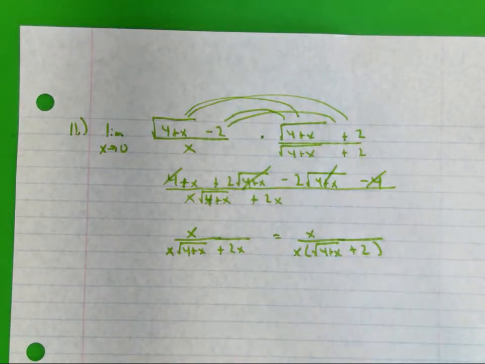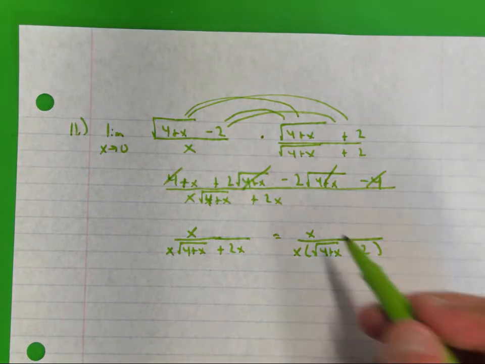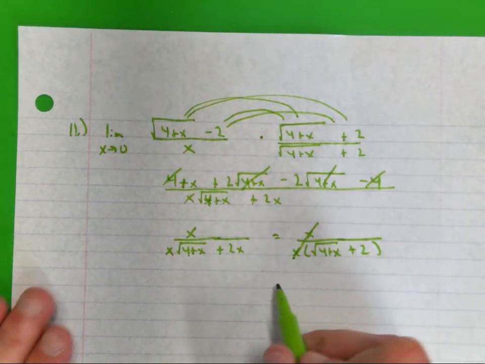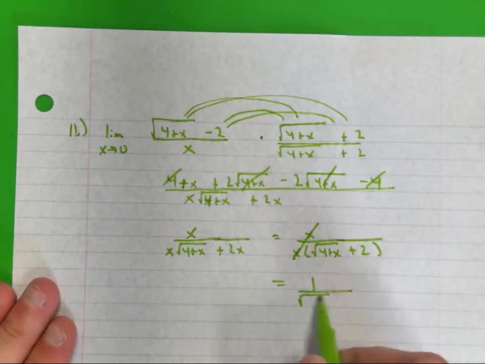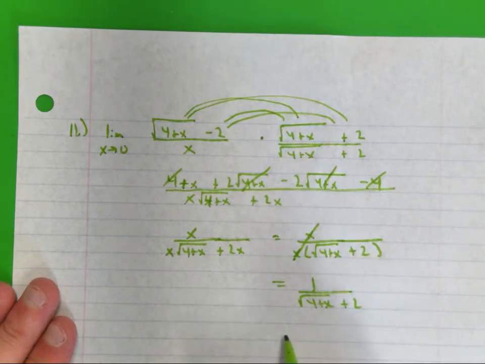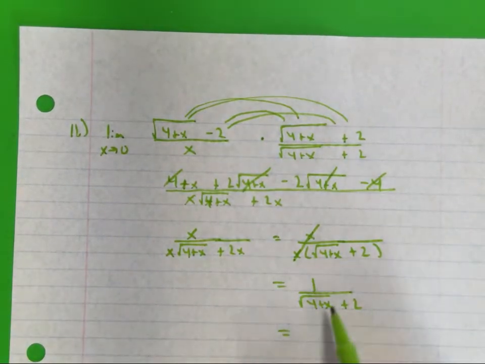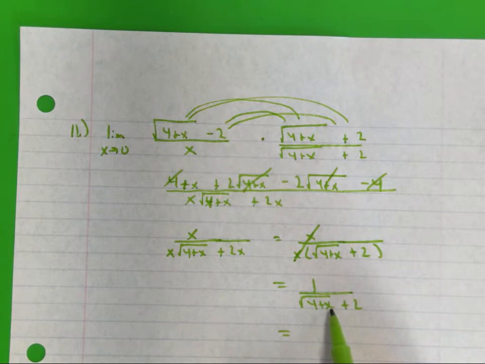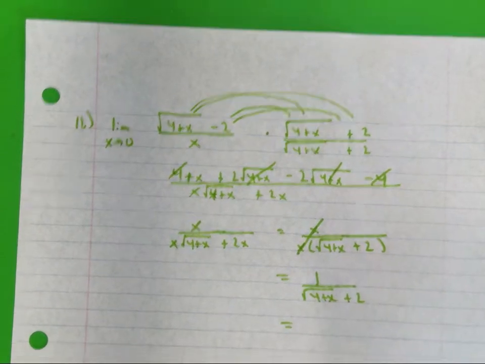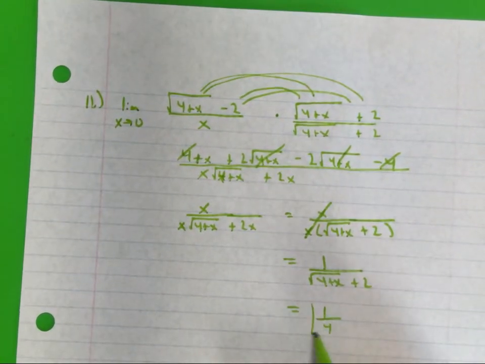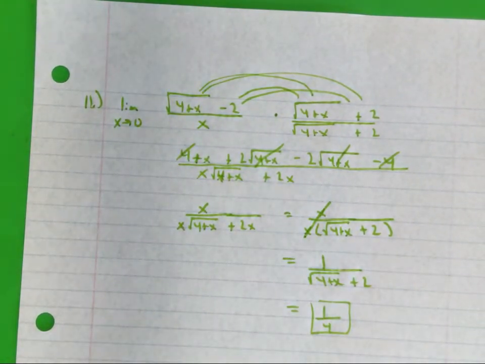Now I can't touch that x under the radical, but the one on the side here, I brought that out. Now can I cancel these x's out? Yep. Now I'm going to plug 0 in. 4 plus 0 is? 4. Square root of 4 is? 2. 2 plus 2 is? 4. So I get an answer of 1/4. That is my limit as x approaches 0.